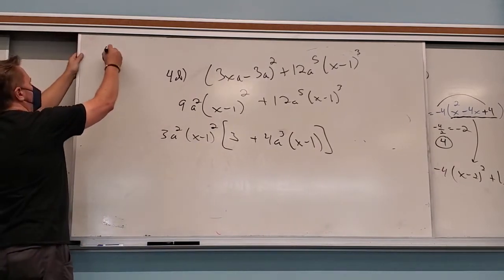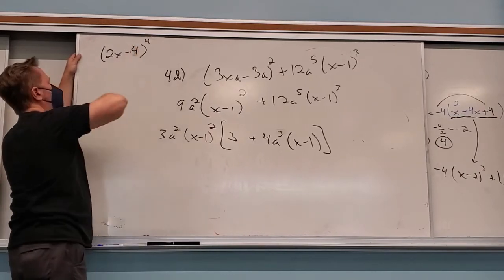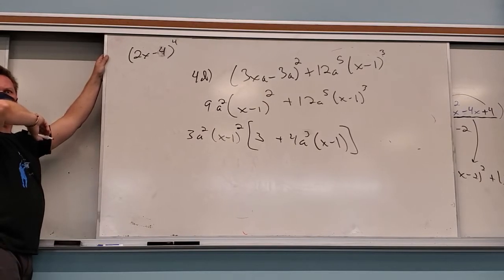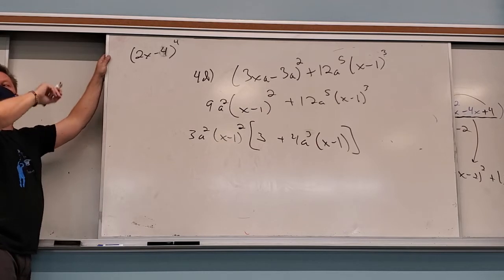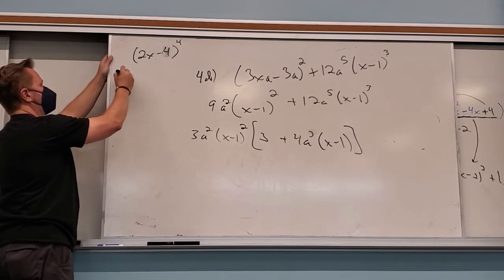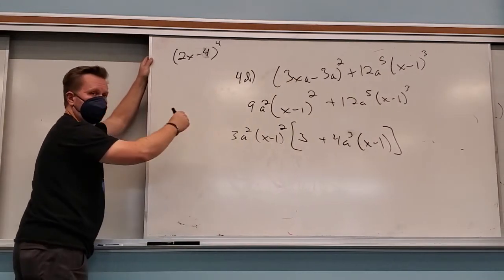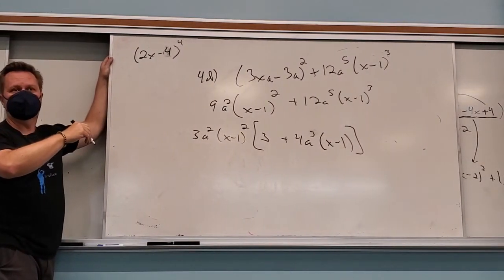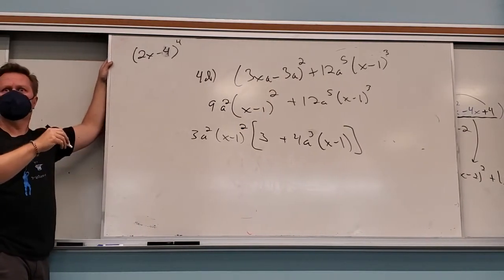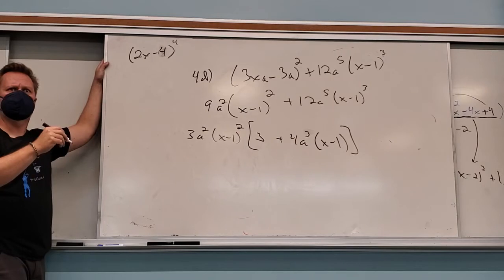So real quick, if I had this, what can I take out of there? 2 to the 4th. I can take 2 out 4 times. 2 to the 4th. And 2 to the 4th power is 2 times 2 is 4 times 2 is 8 times 2 is 16.